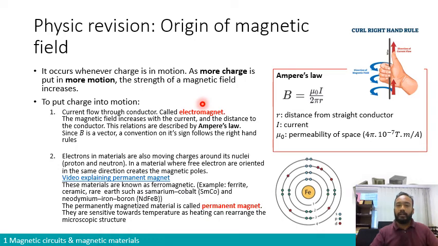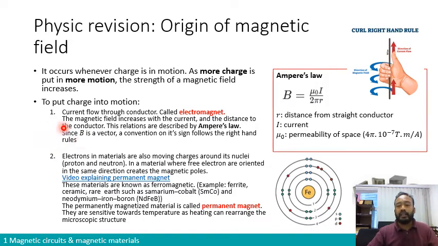Now let's talk about the origin of the magnetic field. In order to create a magnetic field, as I mentioned just now, you need to have a moving charge, right? If you have more charge put in higher intensity of motion, you create a stronger magnetic field. Let's imagine you have a certain amount of charge. If you want to put this charge into motion, there are two ways in nature that it happens.